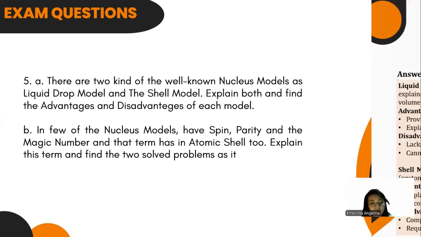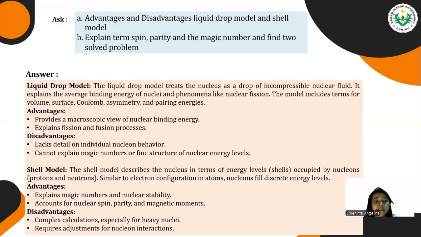Okay. The question asks about the advantages and disadvantages of the liquid drop model and the shell model. And question B asks to explain the terms spin, parity, and the magic number, and find two solved problems.